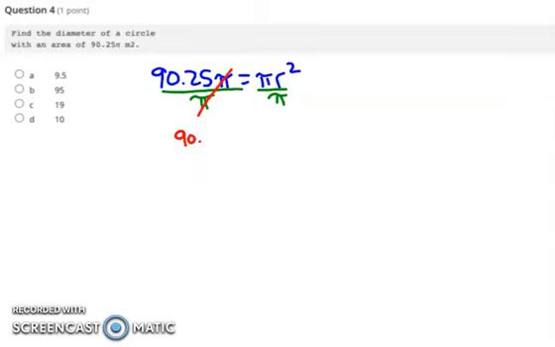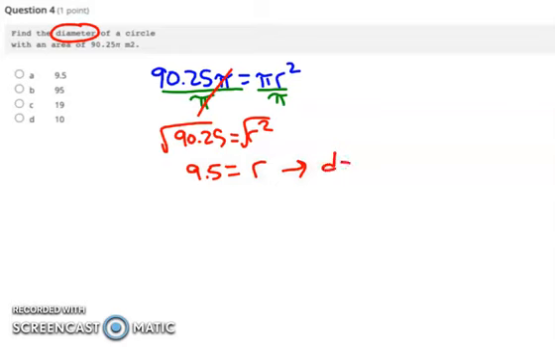Next, find the diameter of a circle with an area of 90.25 square meters. So 90.25 pi is equal to pi r squared. What I can do is divide both sides by pi, and that'll eliminate these. So I have 90.25 equal to r squared, so I need to take the square root of 90.25. Square root of 90.25 gives me 9.5. That's a trick answer because that's r and they want diameter. So the diameter is that times 2, so 19. Next.